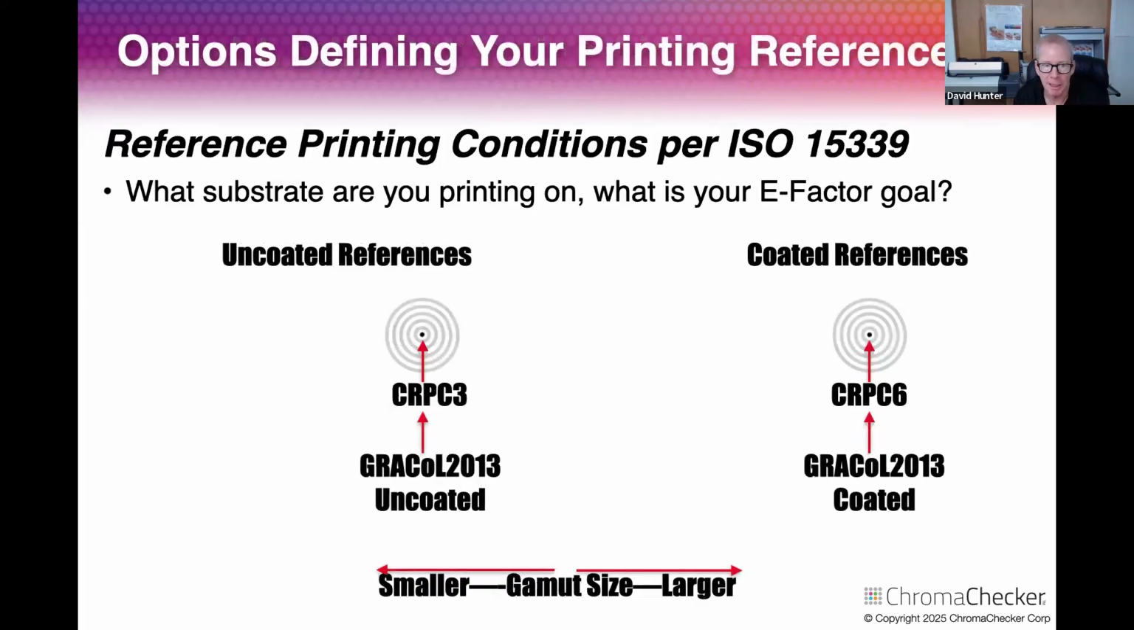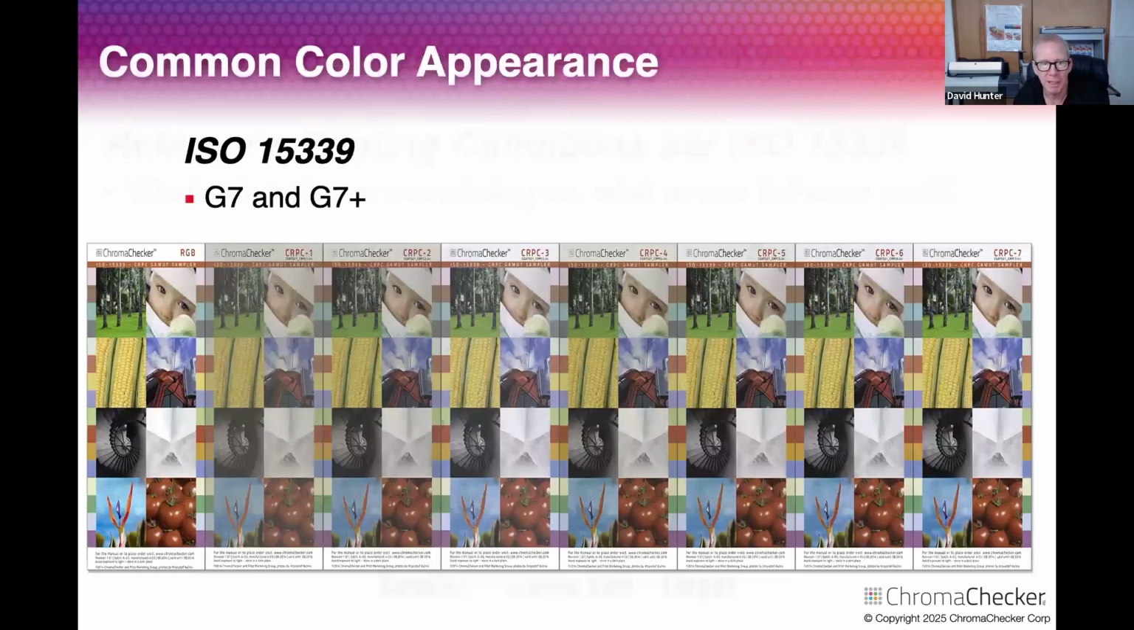And there's typically, like I said, coded references and uncoded references. Most everybody knows about GRACoL coded and GRACoL uncoded. There's CRPC 6 and CRPC 3, but there's more CRPCs. Obviously, there's numbers between 3 and 6. And here is a visual simulation of what these CRPCs look like.